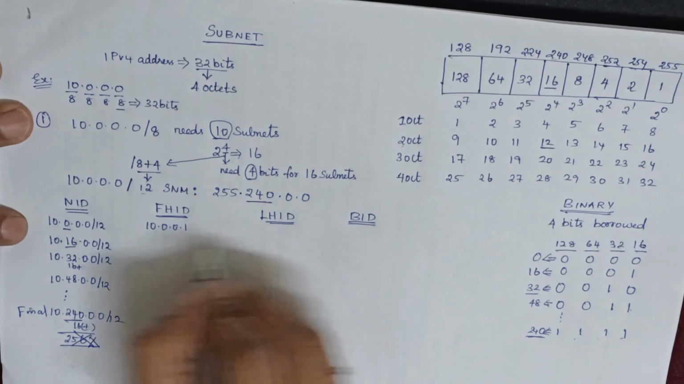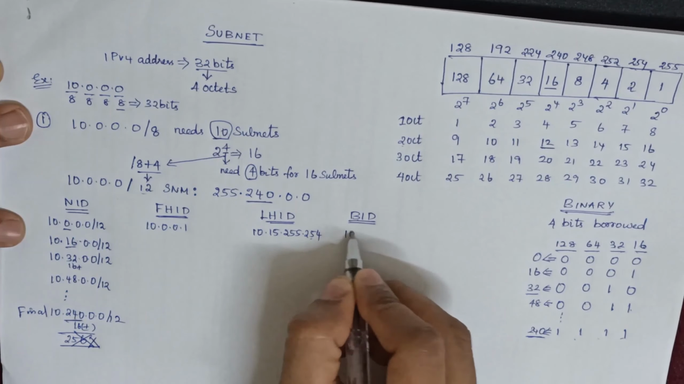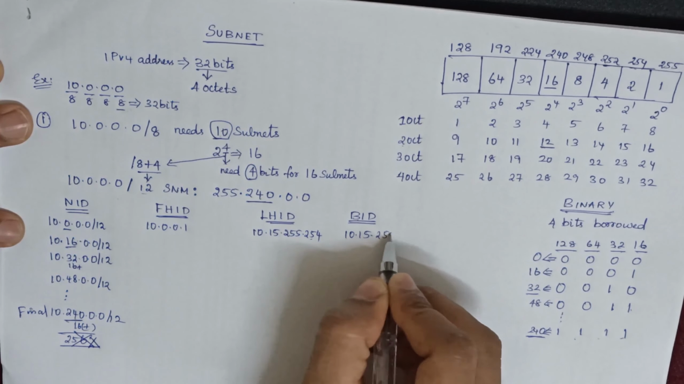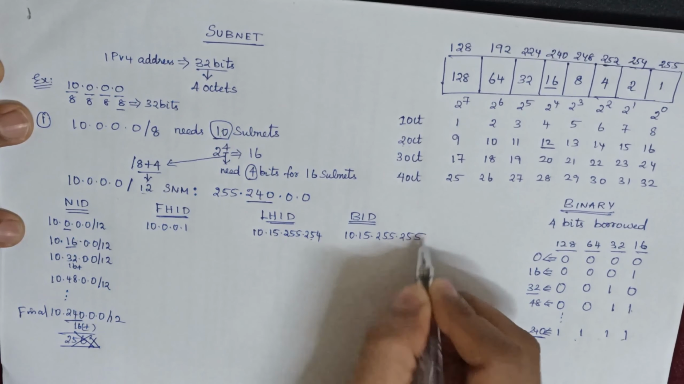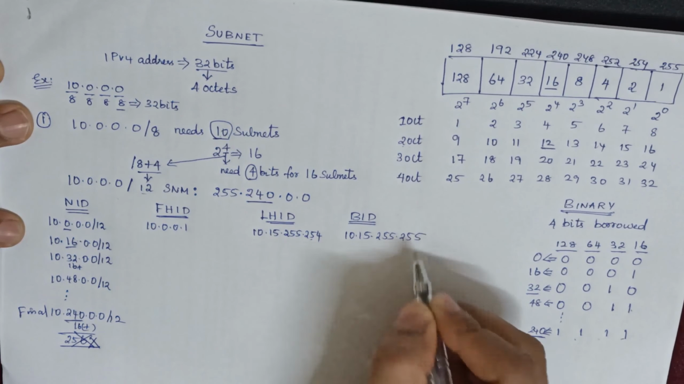So for the first network, the last host is going to be 10.15.255.254, because 16 is the next network. Then the broadcast is going to be 10.15.255.255. And for the next, 10.16.0.1 is the first host IP address. Then 10.32 is the next network, so 31 is the last host of this network. 255.254 is the last host and 255.255 is the broadcast address. So like that it will go up to the last.